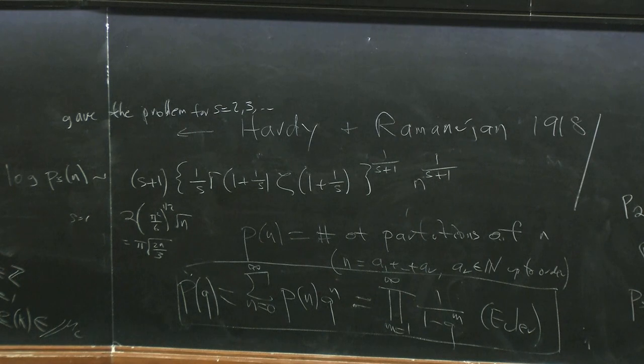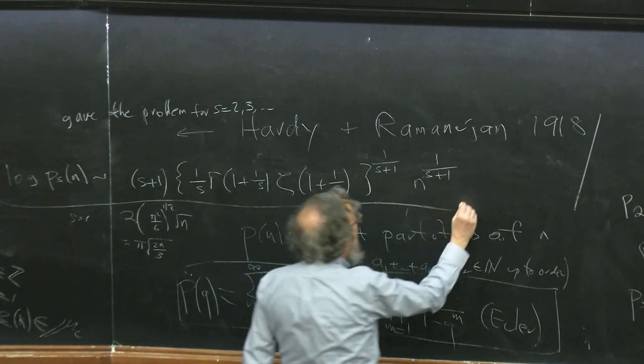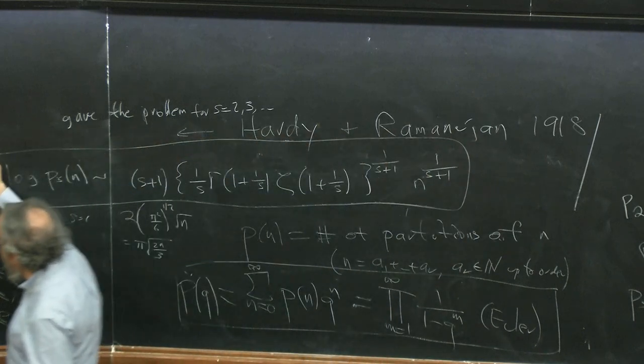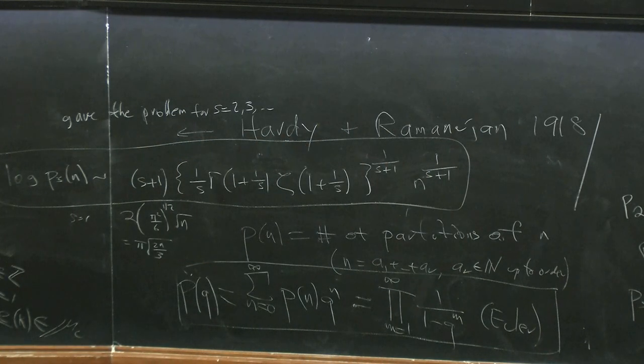OK, so this formula they already gave. And as I said, I only discovered many months later, when I'd read the beginning of the paper and some of the calculations, I'd never got to the discussion at the end where they talk about whether the method could be used in other situations. They actually do give an asymptotic formula corresponding to this one for PS of N for any S.